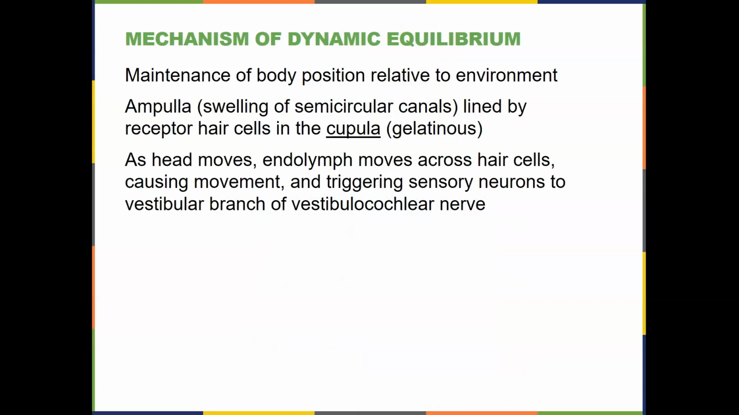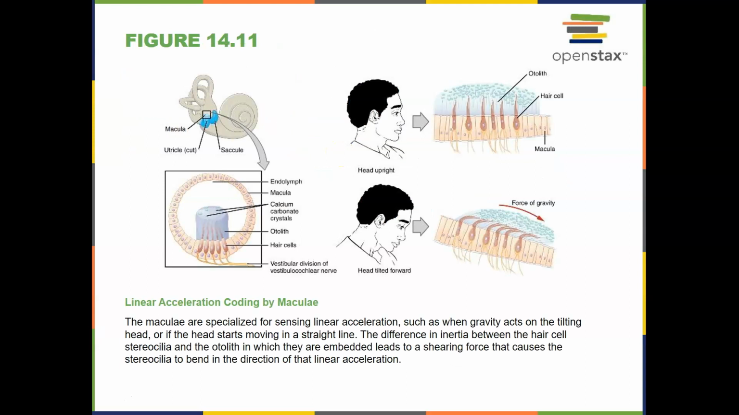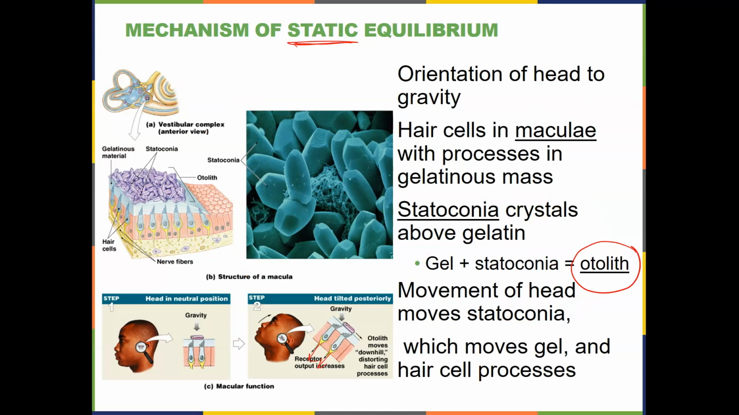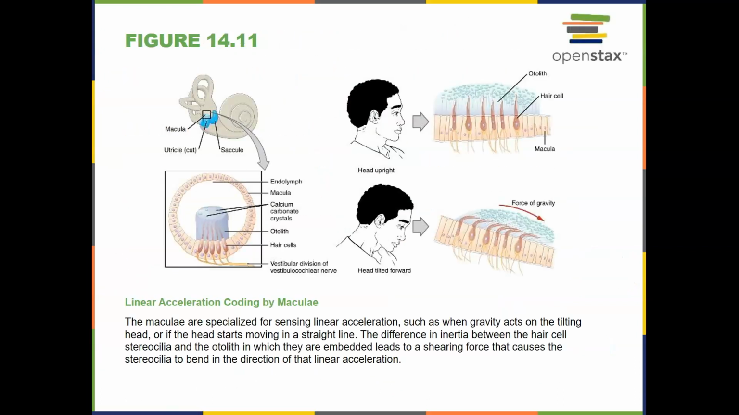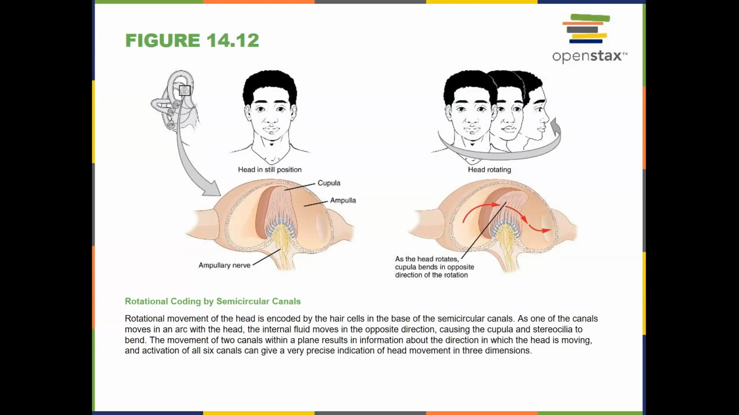So dynamic equilibrium: the cupula, the gelatinous region, moves as our body moves back and forth in space. And so this is another example here from your book showing the otoliths overlying. And in this case, this is again movement, linear acceleration. Back here, in my example of static equilibrium, this is static. This is acceleration because you moved, all right? And this is just showing you the same idea in your book. And then here's rotational movement using the cupula and the ampulla and the flow of fluid in and out. In this particular example, it's flowing in this direction.